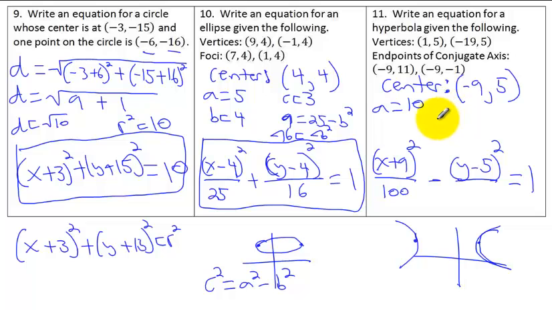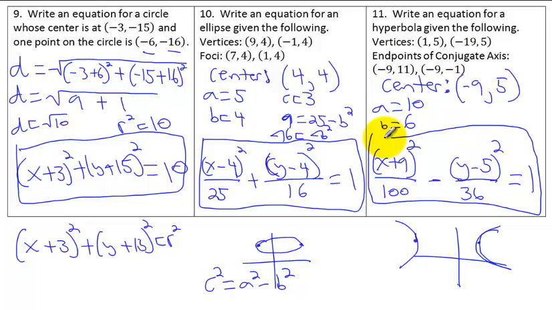And then the value of b is equal to the distance from the center to the ends of the conjugate axis. Remember, the vertices are on the transverse axis, and the conjugate axis is not to the vertices. So going -9 to -9 is nothing. So how about from 5 to 11? That's a distance of 6. So we put 36 down there. There's your answer for number 11.